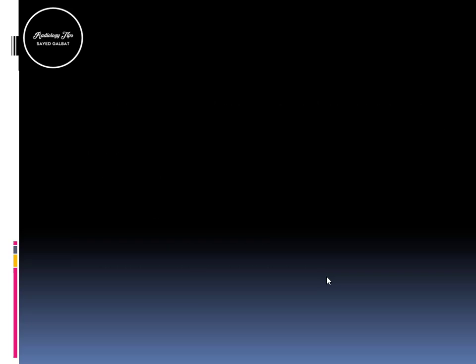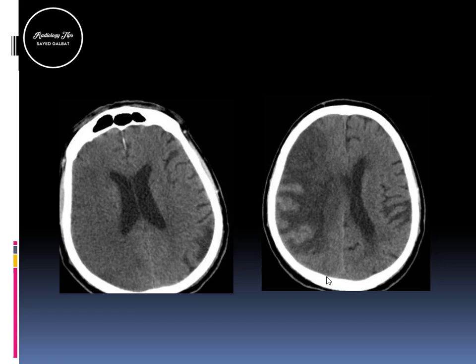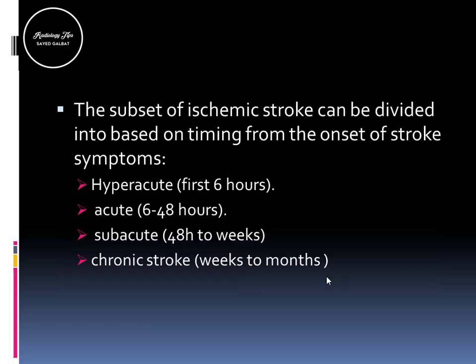If I show you an image like this, another patient with infarction on the right side, and this is just a few hours after this image, we image the patient again and we have this abnormality. What kind of abnormality here? Yeah, hemorrhage. So this is hemorrhagic transformation. So it's not only related to healing, but may also be related to complications of the infarction, like hemorrhagic transformation. As I said, ischemic stroke can be divided into hyperacute, in the first 6 hours, acute, 6 to 48 hours, subacute, from 48 hours to weeks, and then chronic, weeks to months.